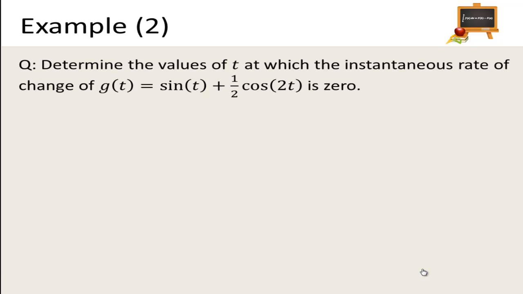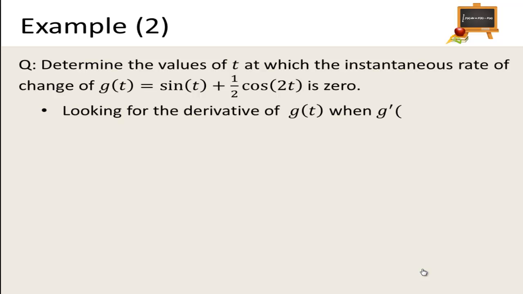It seems that you need another example to understand the technique of zooming in and out. Let us answer the following question. Determine the values of t at which the instantaneous rate of change of g of t is 0, where the rate of change is sine of t plus half cosine 2t.